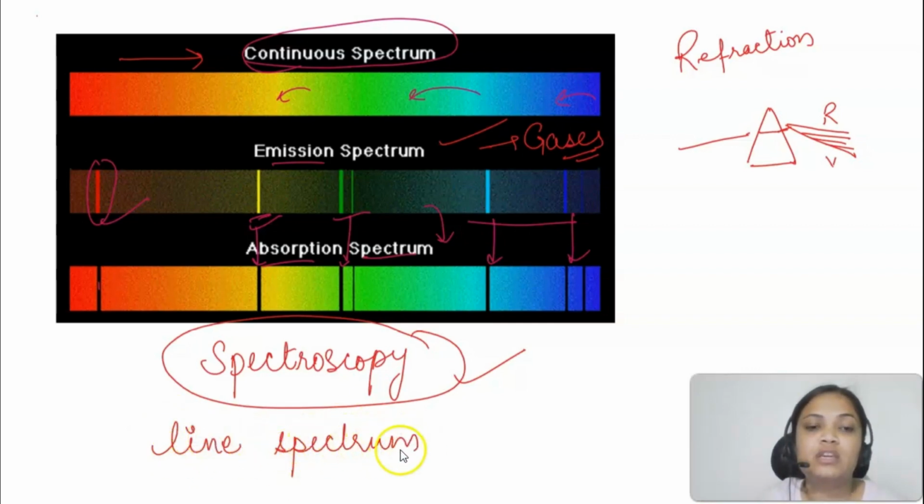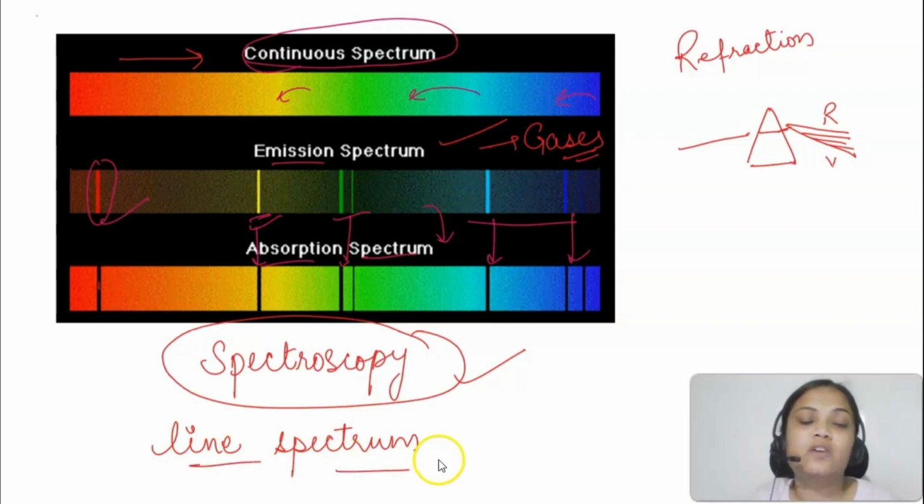Okay. So in the case of gases, we do not get a continuous spectrum. We get the wavelengths at certain positions, which we call a line spectra or an atomic spectra. So that's what we are going to study: the line spectra of hydrogen gas, which led to the development of Bohr's atomic model.